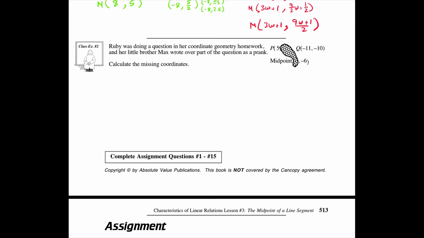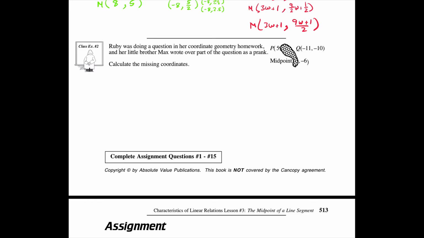All right, well, let's take a look at class example 2. So we're going to throw a word problem at you, because why not? It looks like we've got a lake with 2 points on it, and we're trying to find the midpoint or something. Apparently Max, Ruby's brother, wrote on her paper, and now Ruby's so upset because she doesn't know these other coordinates, so she needs to figure them out. Poor Ruby.